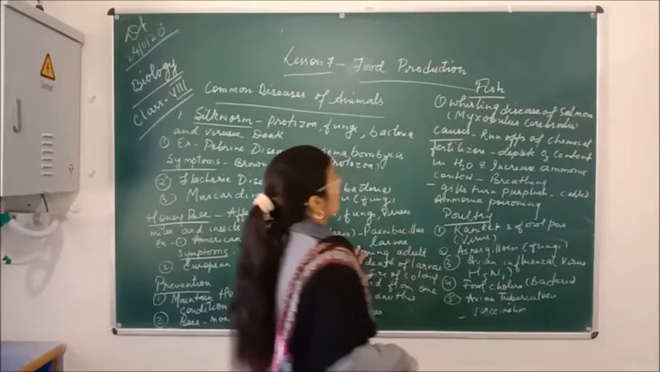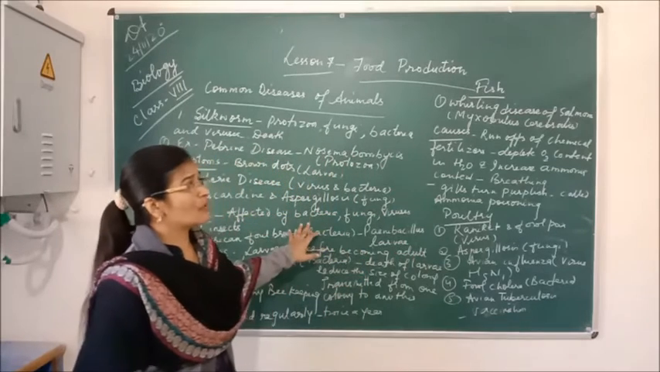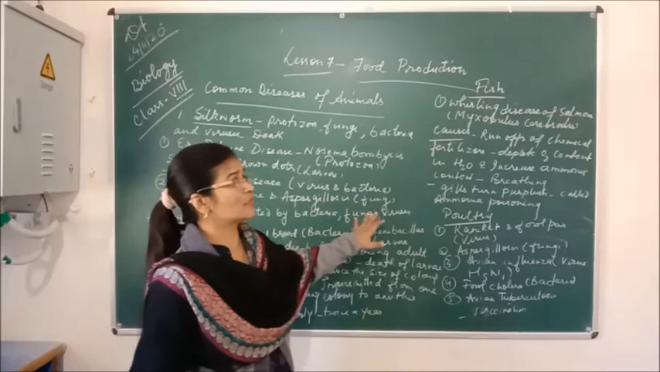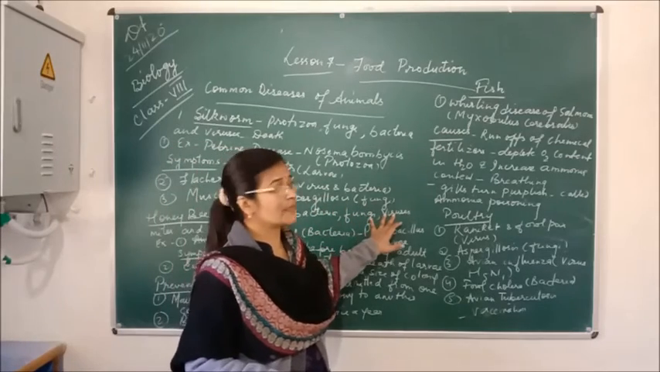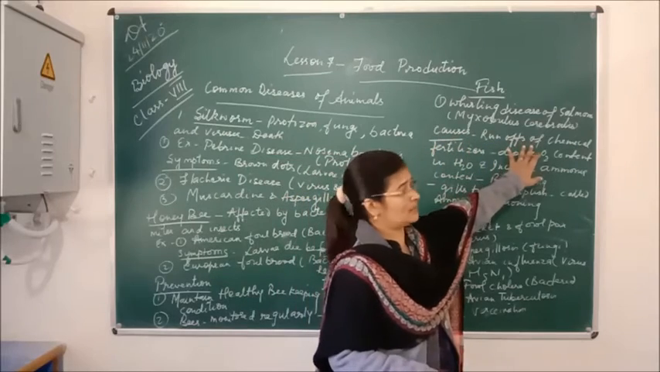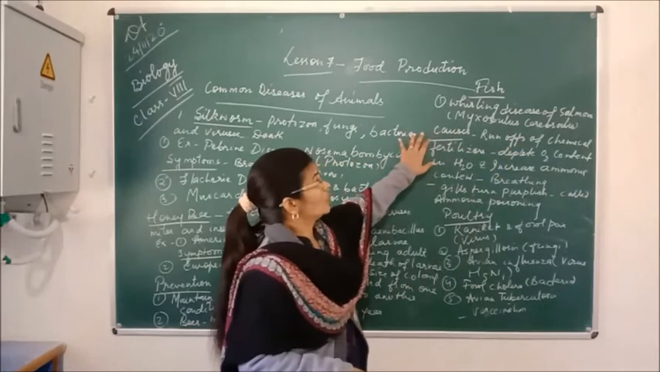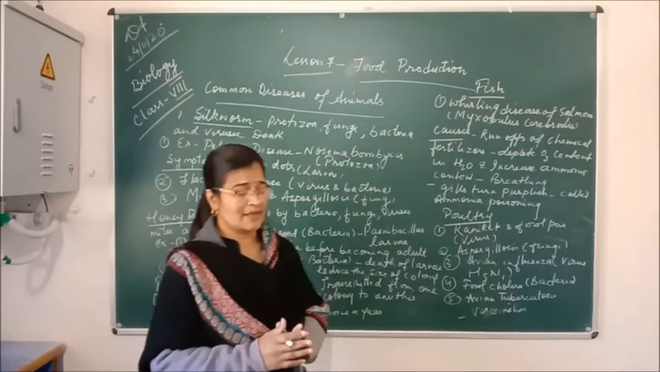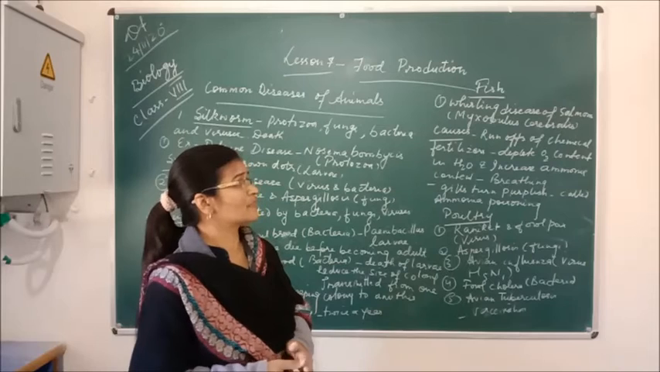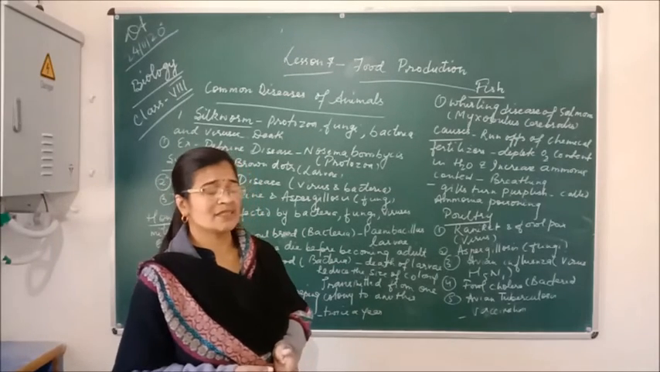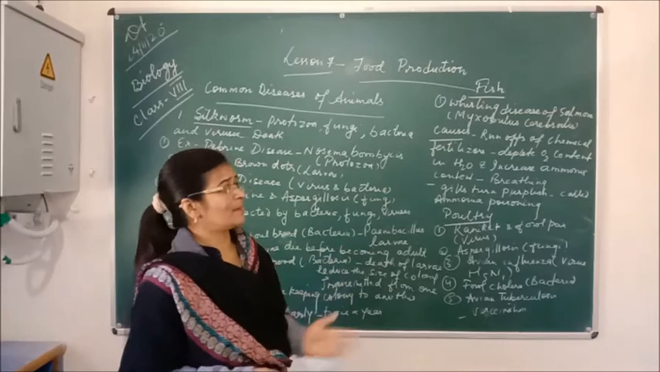Now next one is the fish. The disease which are mostly common in the fish are the whirling disease of salmons, and it is caused by Myxobolus cerebralis. Now what happens when the fish, they have more immune power, means their scales are in good condition, means they are mostly not affected by disease.